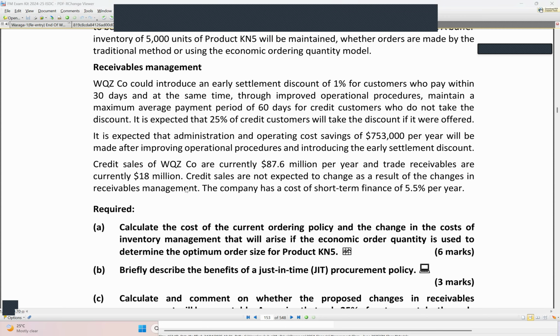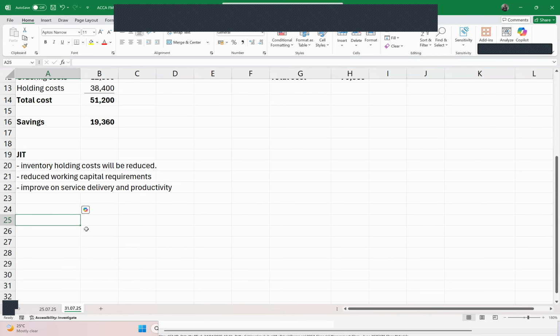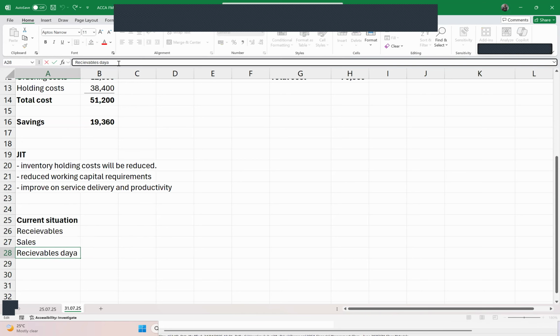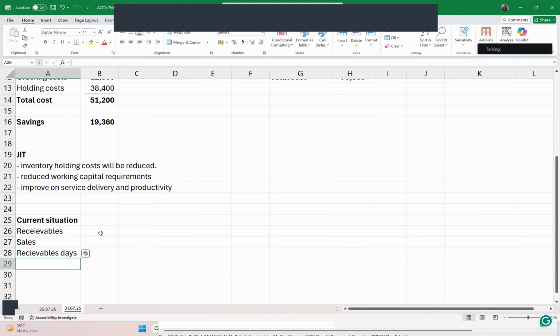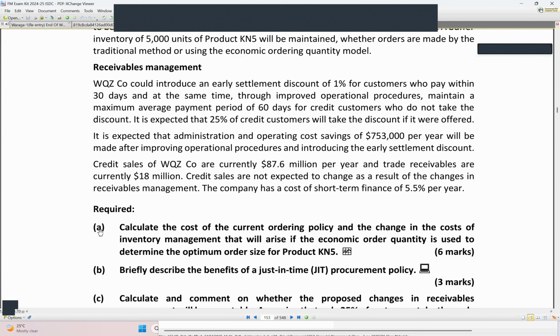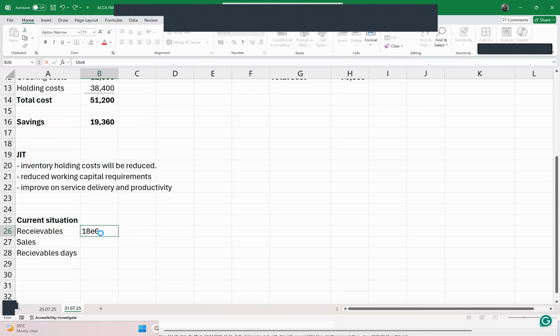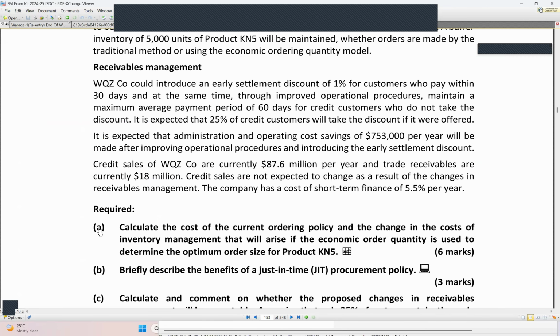you need to first of all understand the current situation. So what is our receivables and sales? Therefore, what are the receivables days? So receivables, they have told us it's 18 million. Sales, they have told us 87.6.